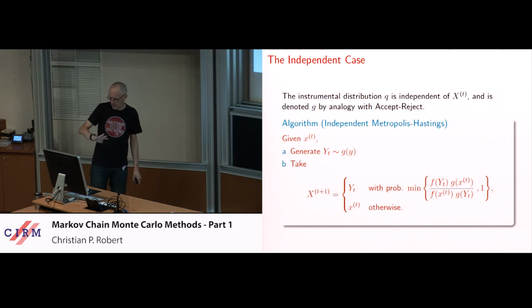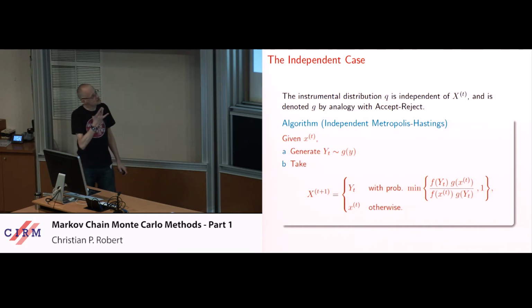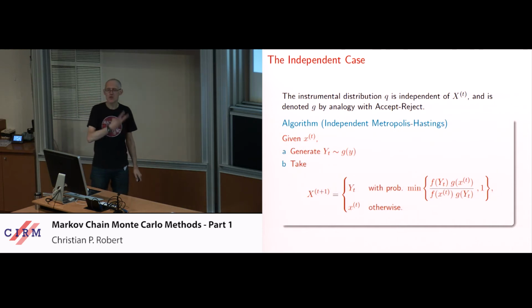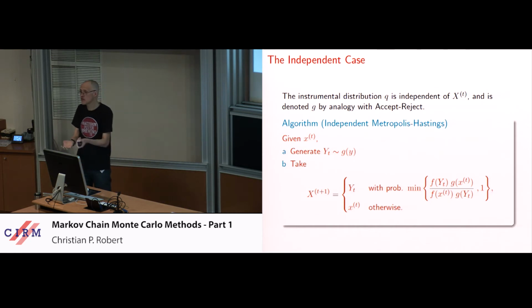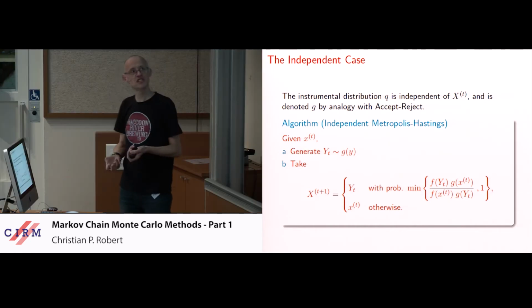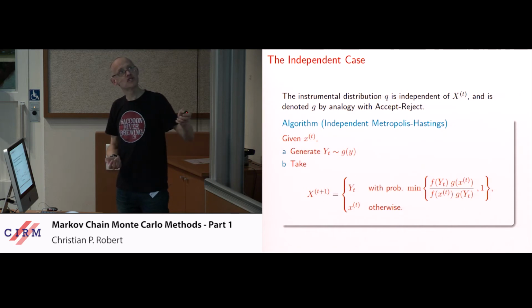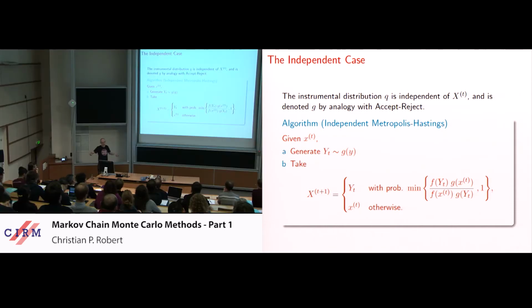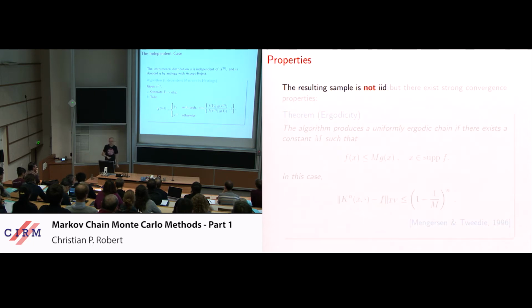So, very quickly, a comment is that you can connect this algorithm with either accept-reject or importance sampling. Namely, if Q is independent from x, so if it's not a Markov kernel, but simply a certain density g, then you generate from this proposal all the time. So you generate a million simulations from g, and you keep those that fit this acceptance step. Otherwise, you keep repeating x.